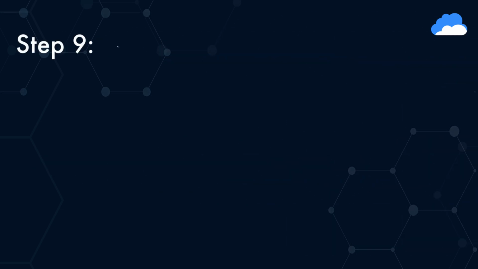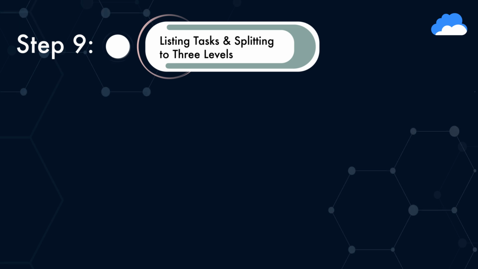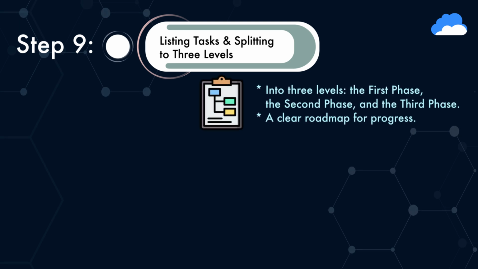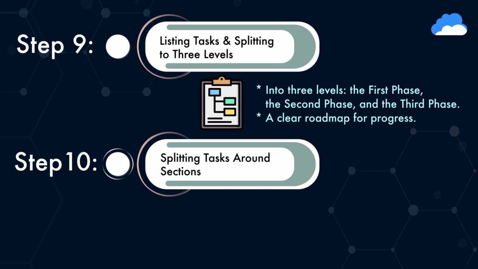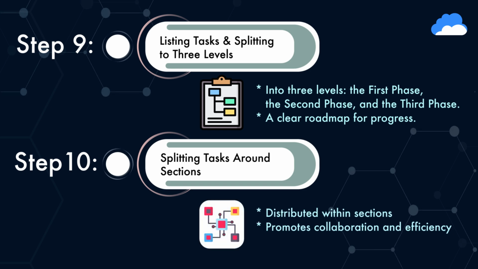Step 9. Listing tasks and splitting to 3 levels. Tasks are listed and split into 3 levels: the first phase, the second phase, and the third phase. Step 10. Splitting tasks around sections. Tasks are distributed within sections, promoting collaboration and efficiency.